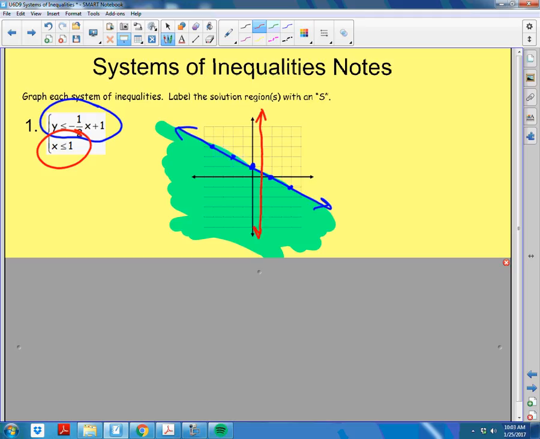X equals 1, where would I shade x is less than or equal to that line? To the left. Done. Now, my solution area is right here. This is my solution area. That's where I would put my S. If it says label it with an S, please go ahead and do that.